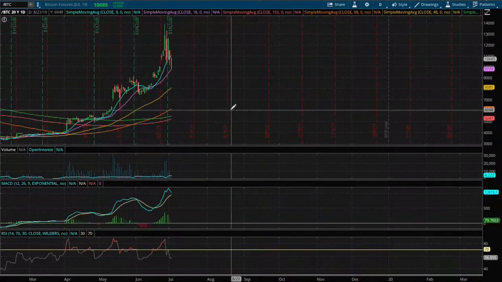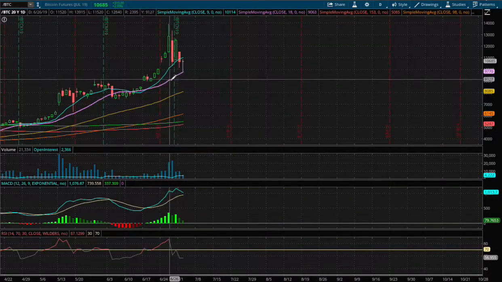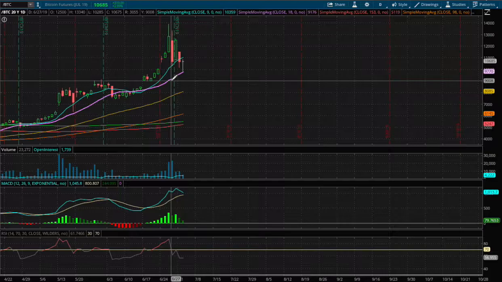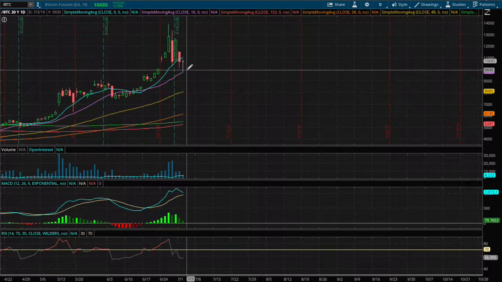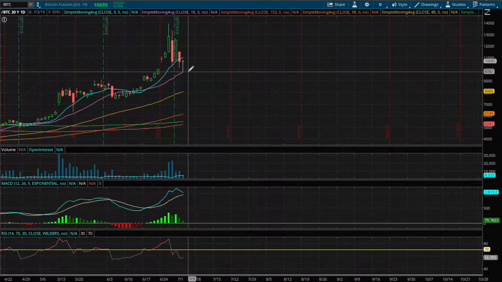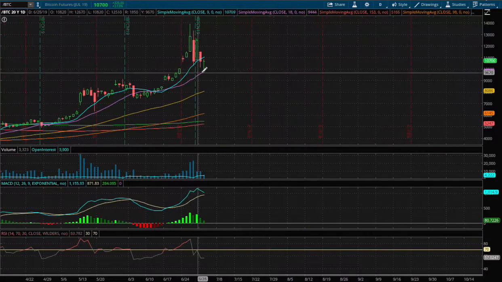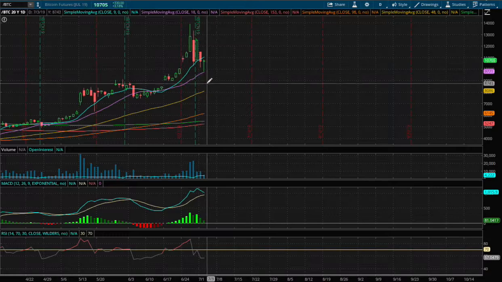On the daily chart, we did find support on the 18-day moving average. As long as we close above it and find support for several days, that confirms that the uptrend is still intact. But as of now, I do see this as a concern.